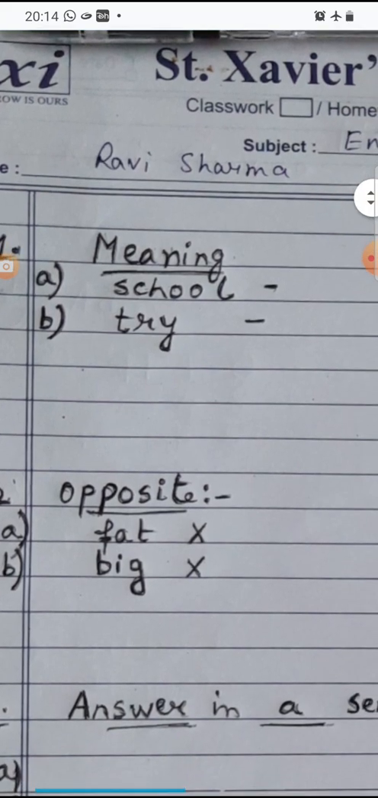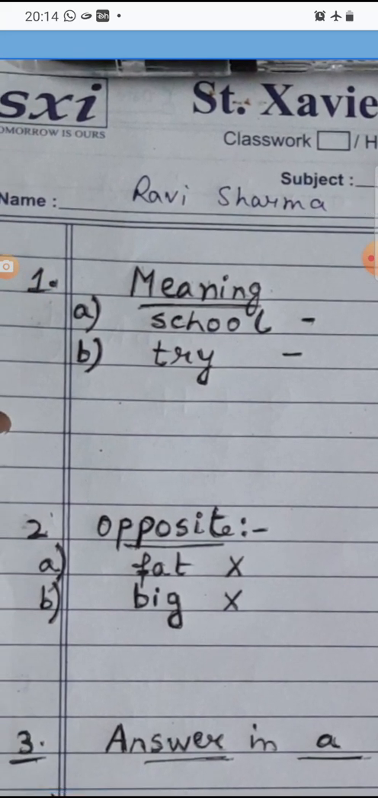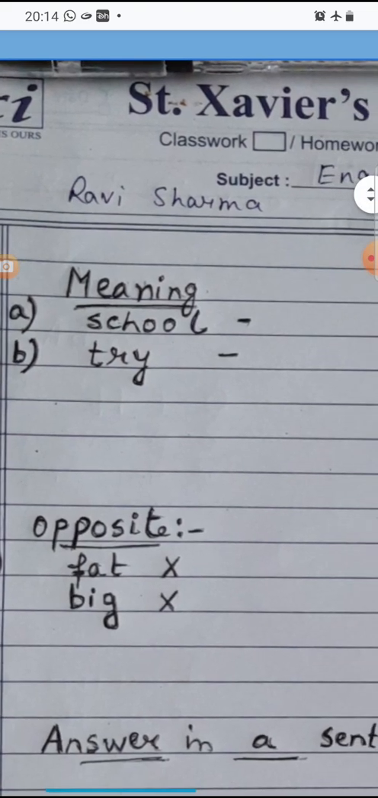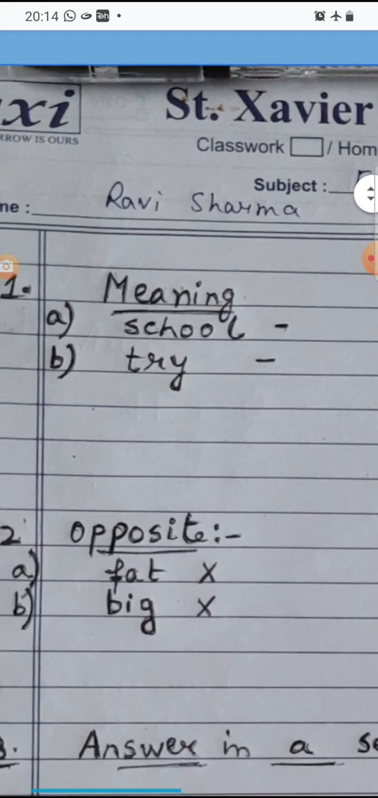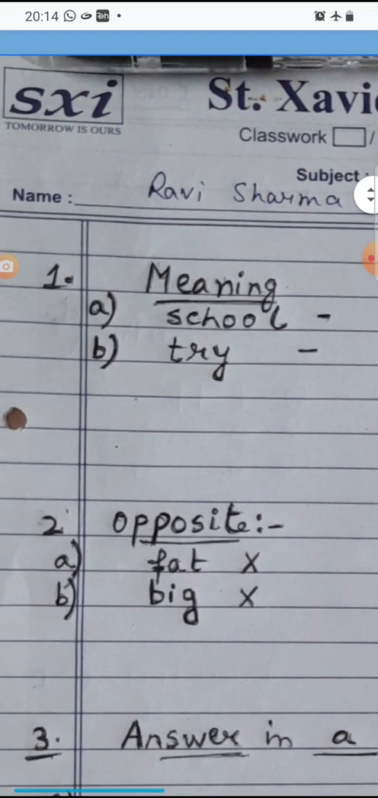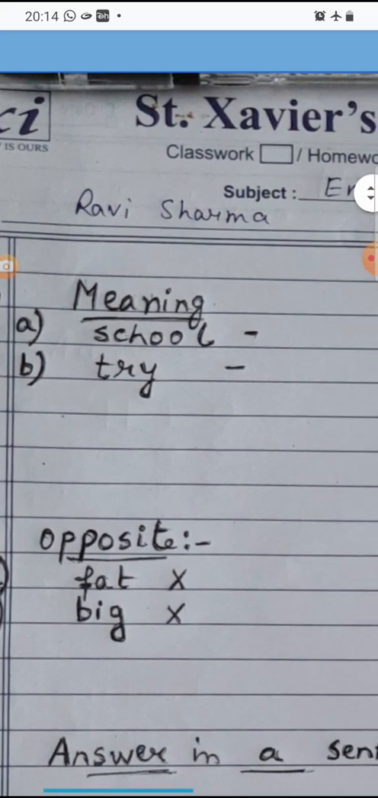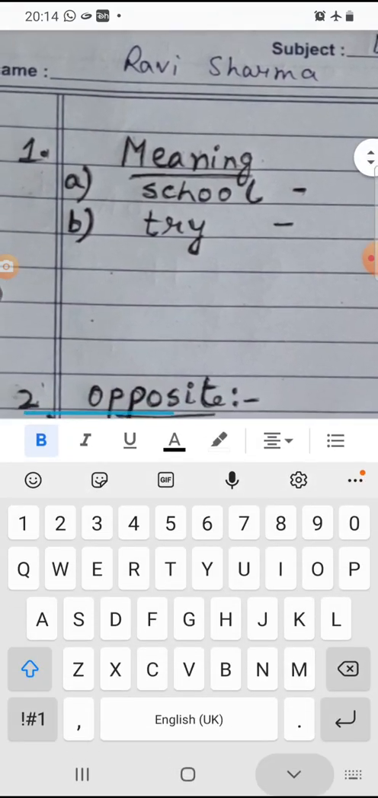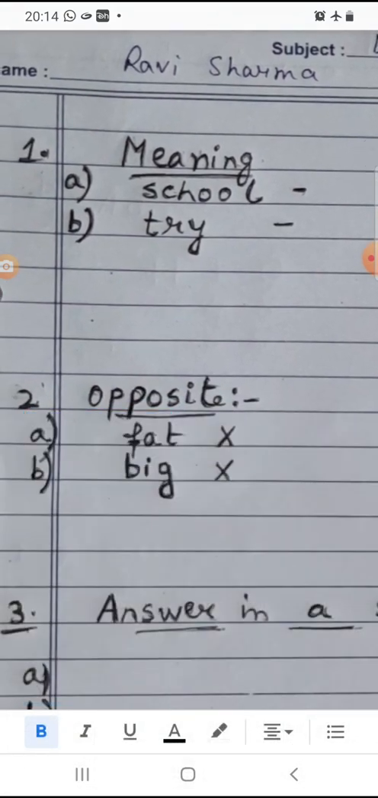If your examination is English 2 or second language, please write the question number, write the meaning, the heading should be there, the word for which the meaning has been asked should be copied, and then the answer has to be written. So for second language and English 2, kindly write the question number, write the heading, copy the words and then write the meaning. Same thing for opposite or antonyms. You have to write the heading, copy the words and write the opposite.